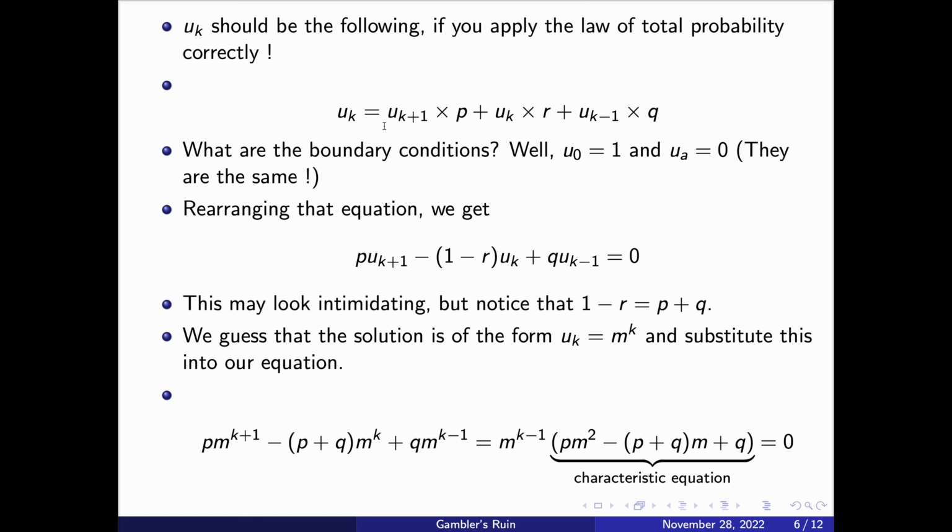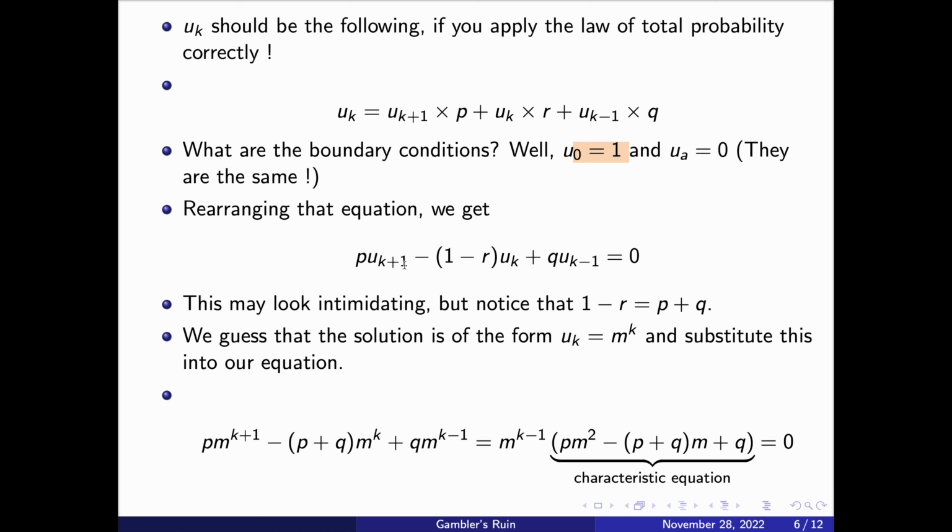And then the boundary conditions here, they are still the same. So u of 0 means the probability of player A going bankrupt when player A's capital is 0. At some point in the game, then you are already bankrupt, so the probability is 1. You are guaranteed to be bankrupt. And we can rearrange this equation by moving this u of k to the other side, and we get this form.